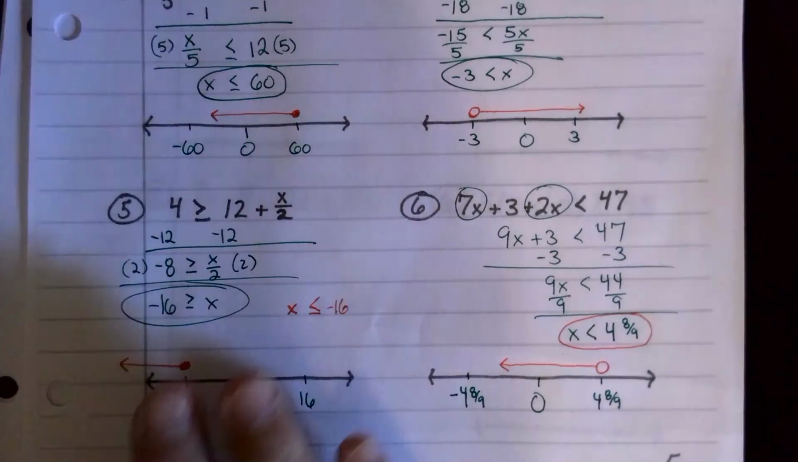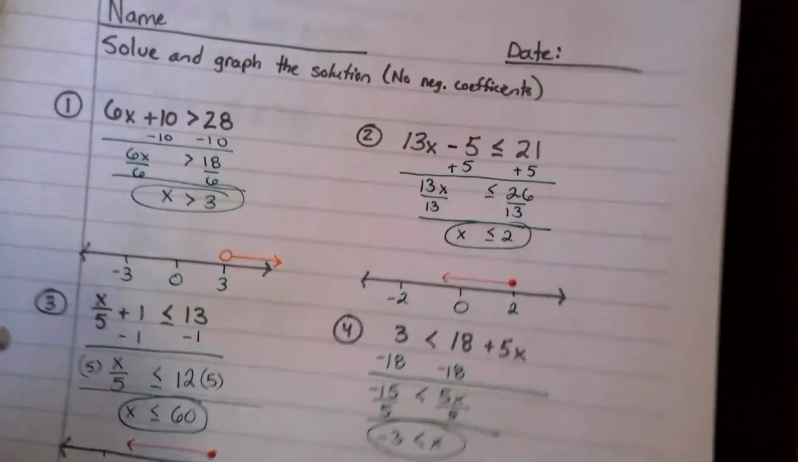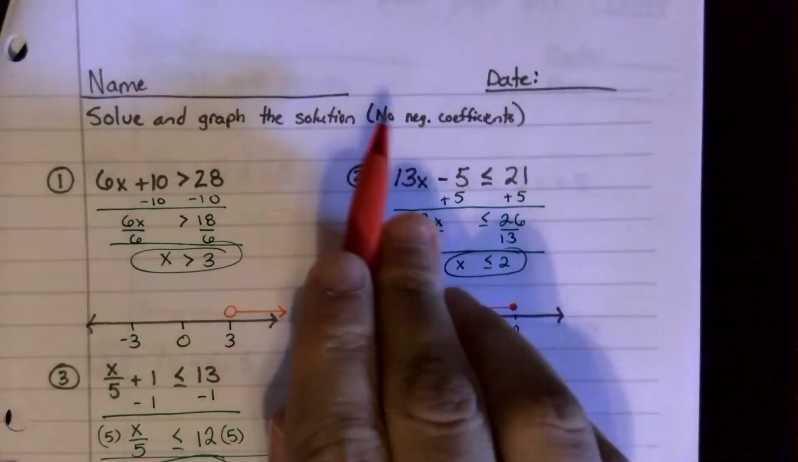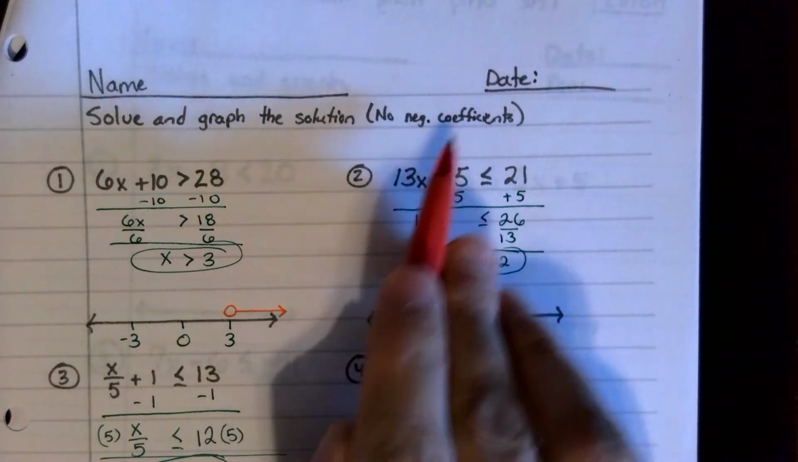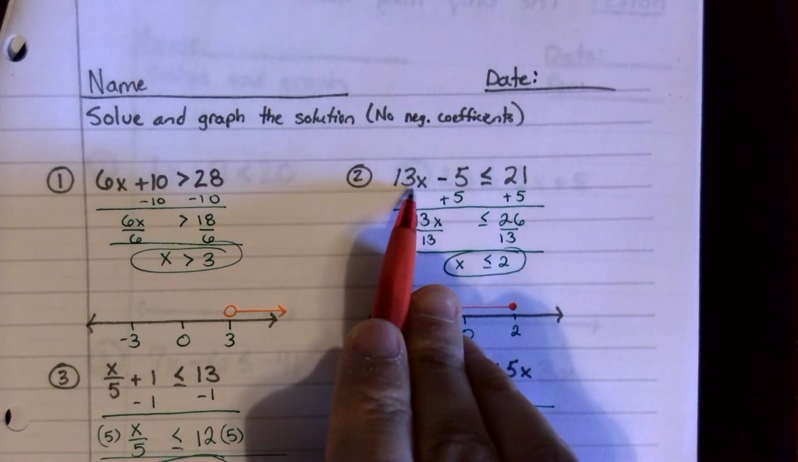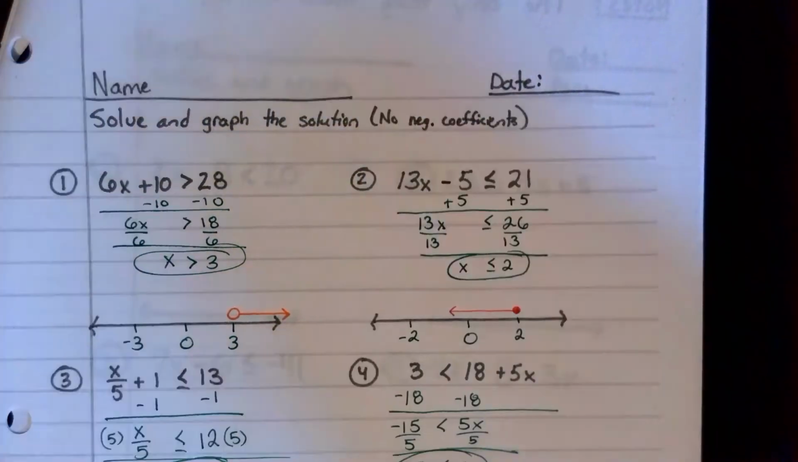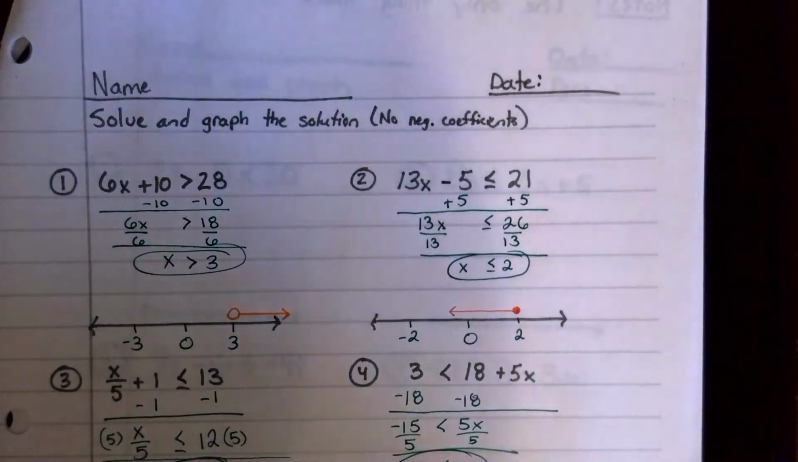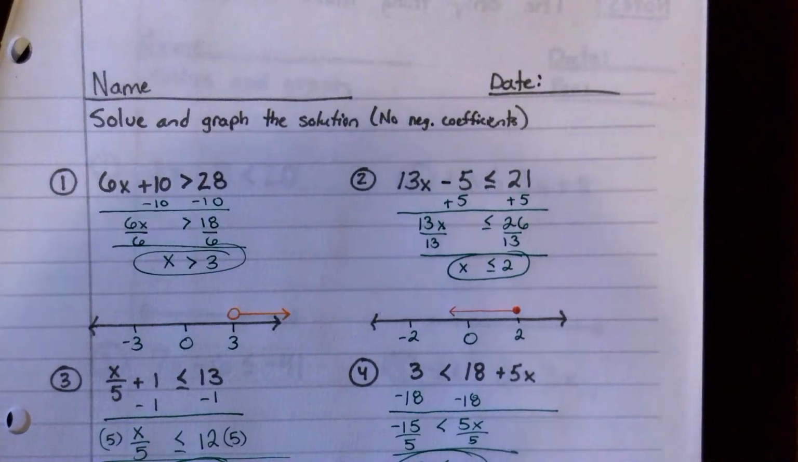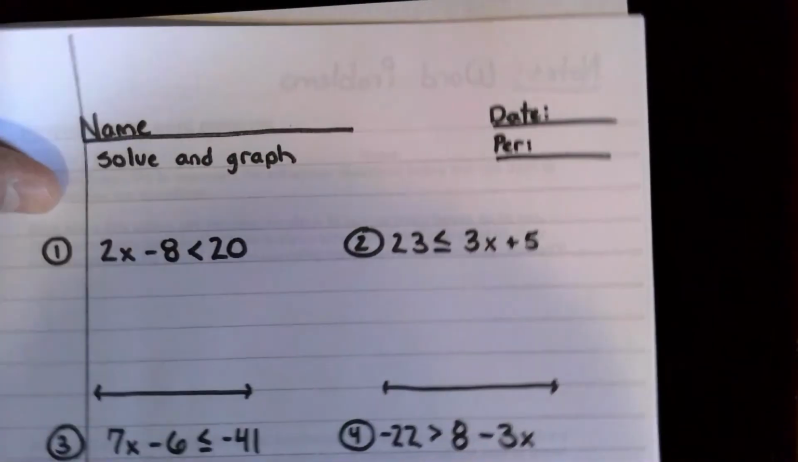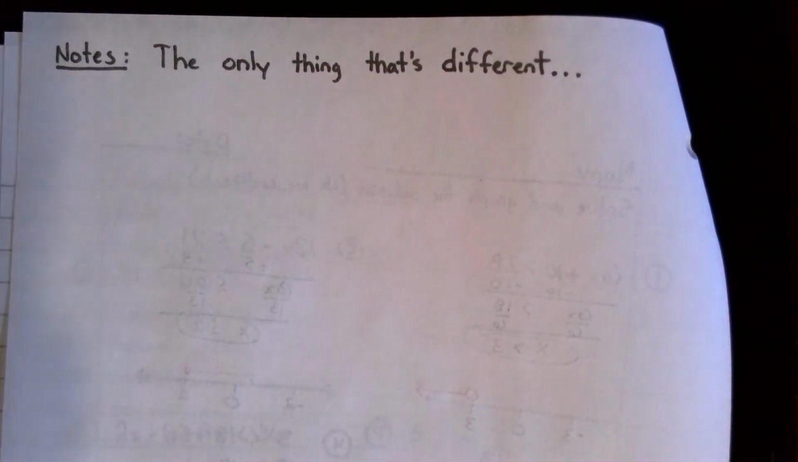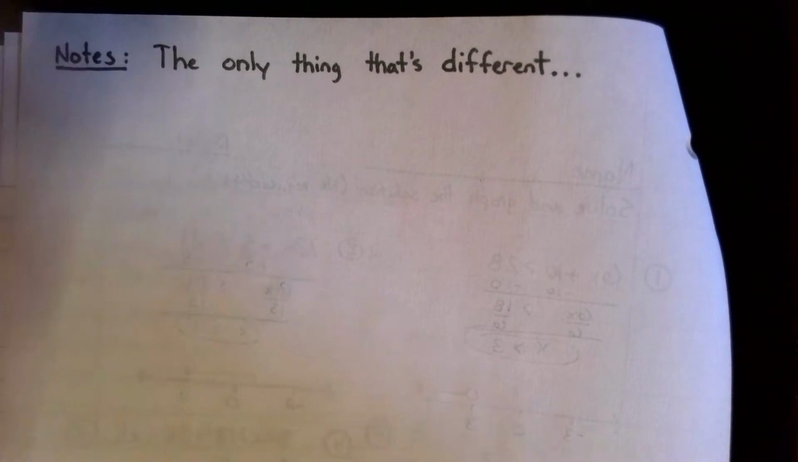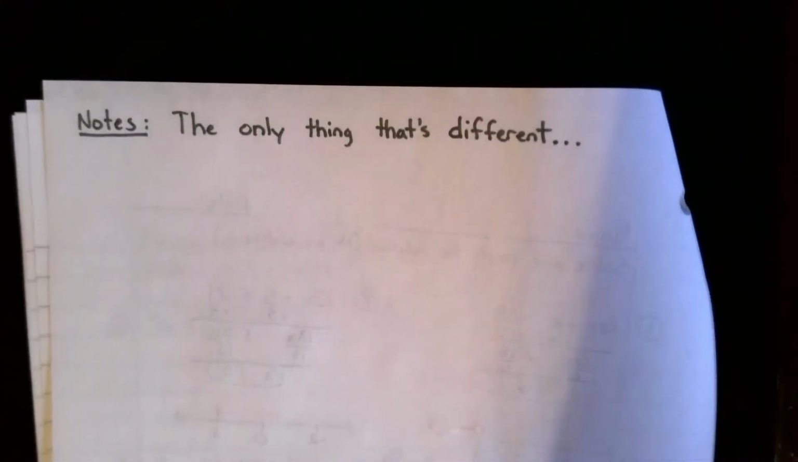Yay! Hopefully you guys beat me to the punch and already said yeah. If you notice on these, it said no negative coefficients, and that meant no negative coefficient on the x term. Okay? And that's going to be, I told you, I think the first lesson, that it's like 90% exactly the same. Well, today's lesson is that one part of the 10% of the problems that are different. Hence the title of today's notes, The Only Thing That's Different. All right? So, let's take a look at this.